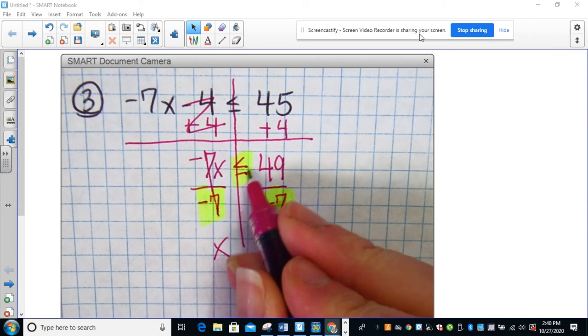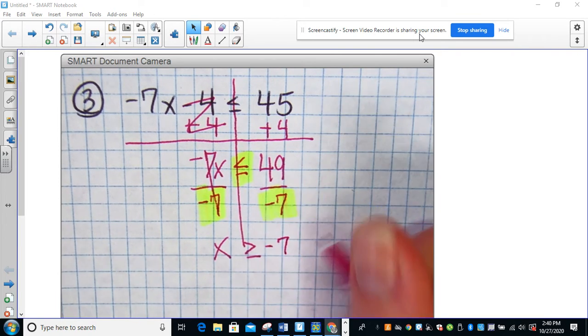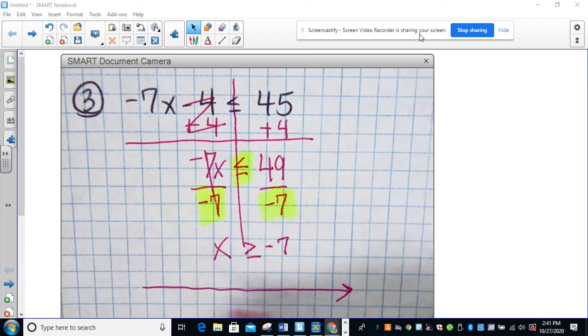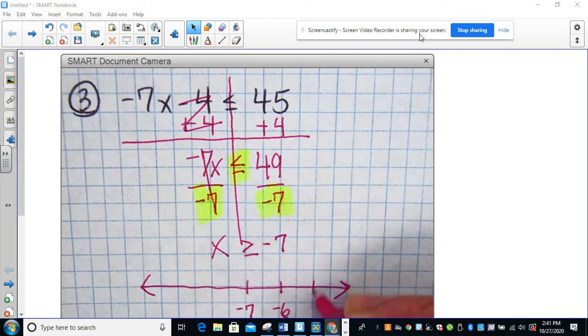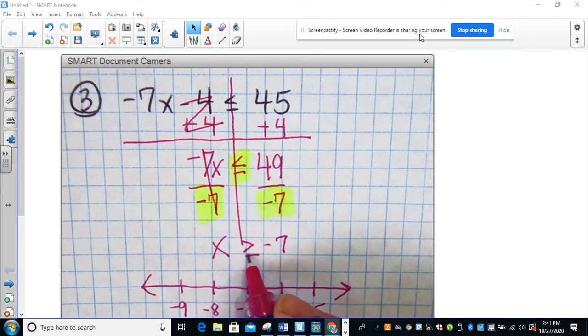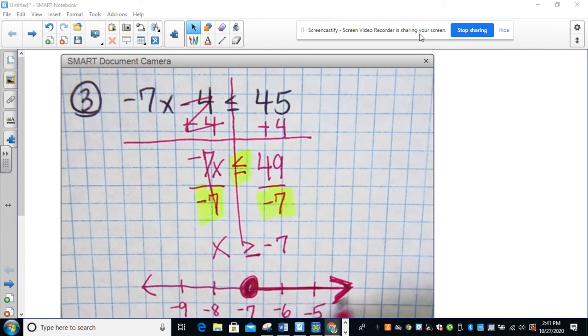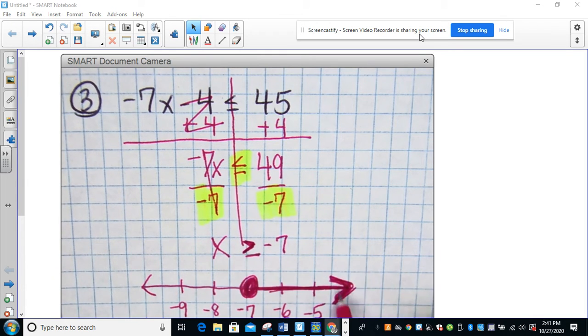So x, instead of less than or equal to, now it's greater than or equal to, and 49 divided by negative 7 is a negative 7. So for your number line, be careful with your negatives. If this is a negative 7, this will be a negative 6. This will be a negative 5. Remember, you go in the opposite direction. So it's a closed circle because there's an equal sign. And it says greater than, or it's pointed this direction, so you know that it's anything to the right. A hint is, if you have the variable on the left side, whichever way the arrow is pointing, that's how you should shade on this end.